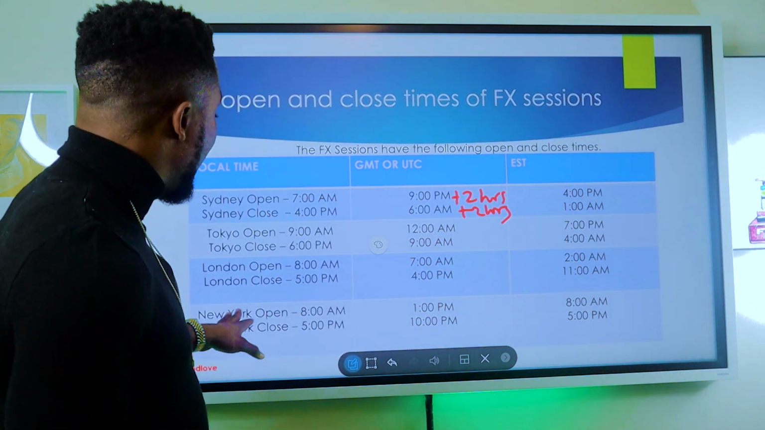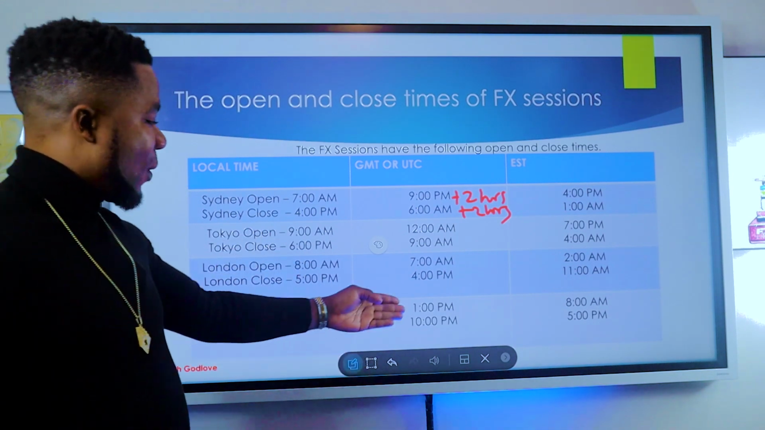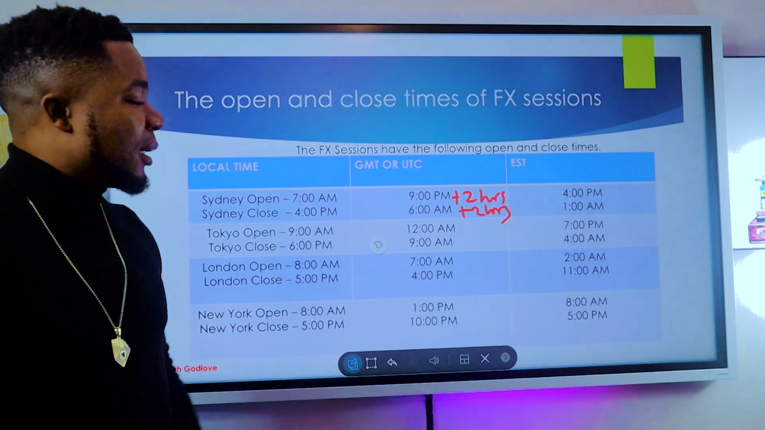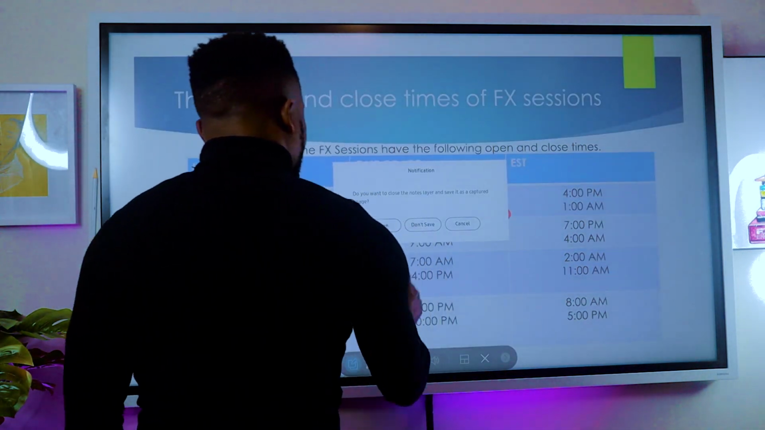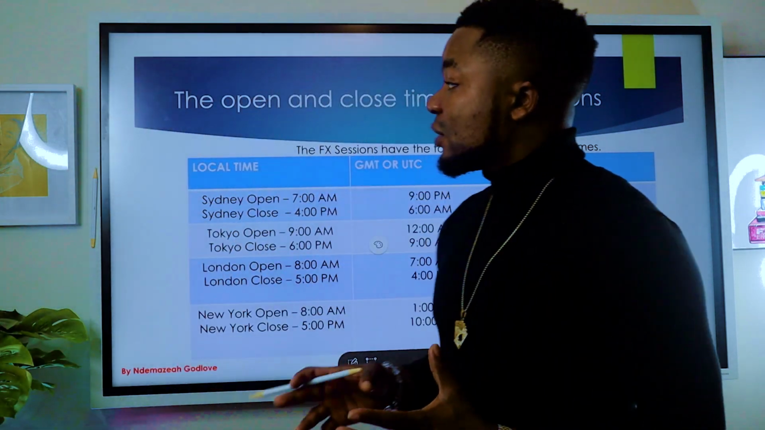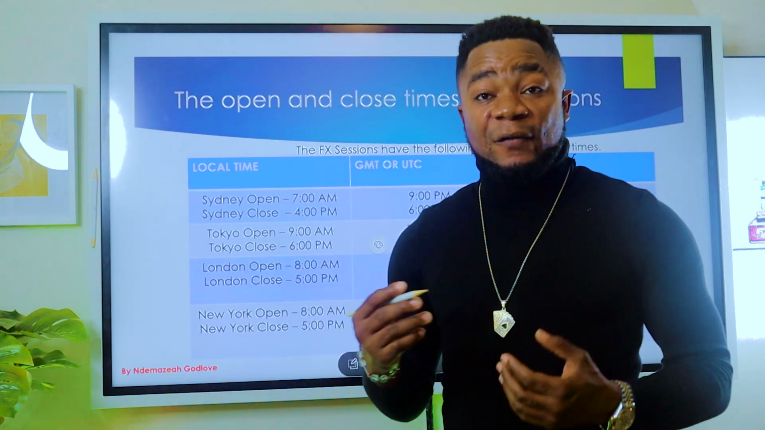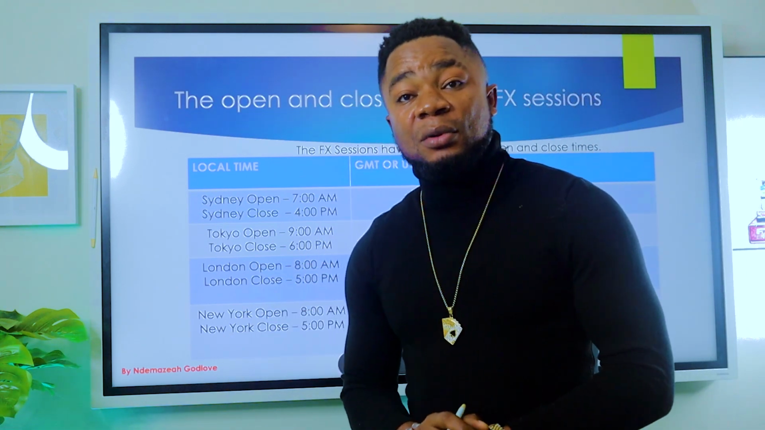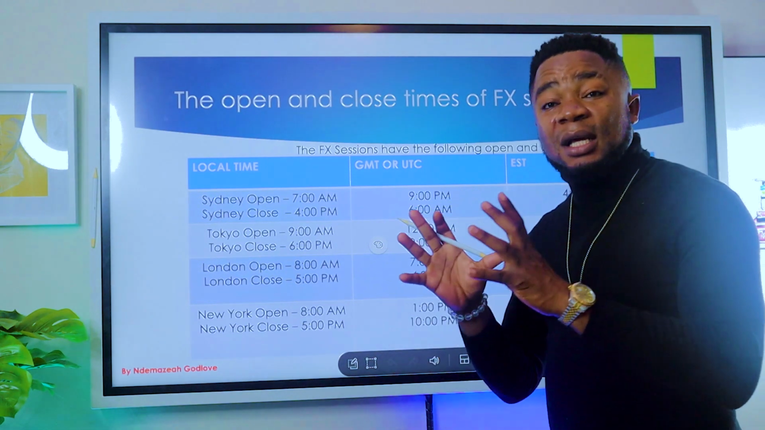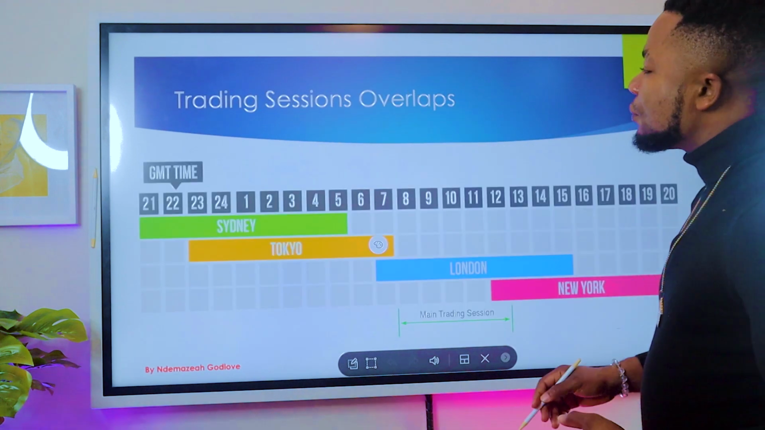So with that being said, we also have the New York session. The New York session opens at 8 a.m. and closes at 5 p.m. New York time, while in GMT it is 1 p.m. to 10 p.m. All right. So with that being said, those are just the forex market times, because you can see we have the 4 different market sessions, and each of those 4 market sessions has its opening and closing time. So that is what you have to be able to understand, because when we start talking about market overlaps, you need to be able to know when that forex market is open and when the forex market on that particular session closes. All right. So with that being said, let's see what we have.